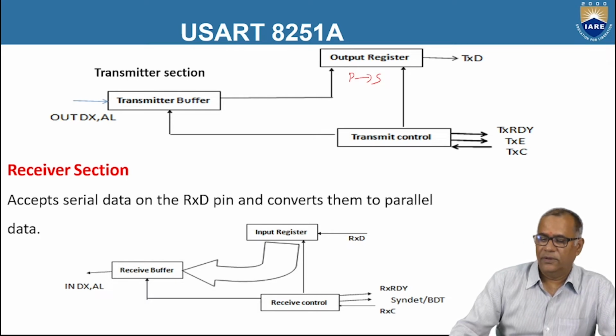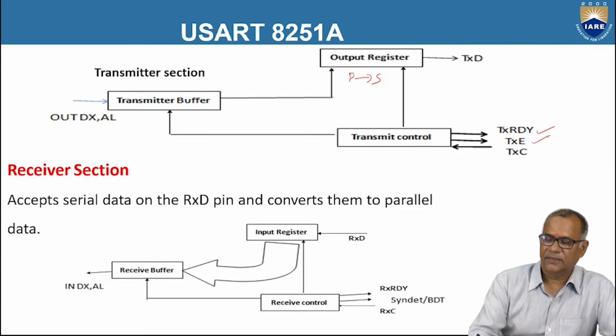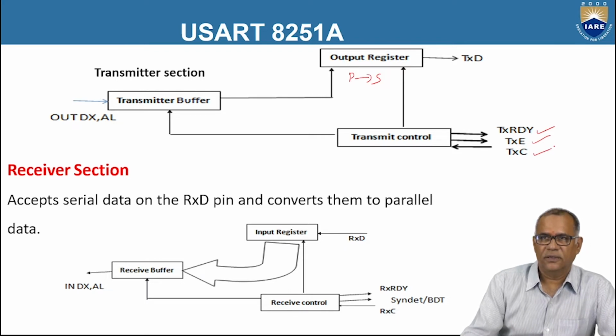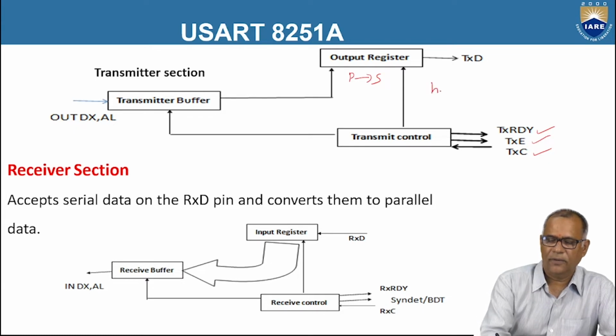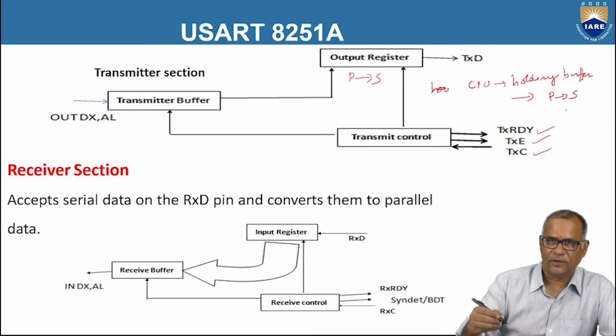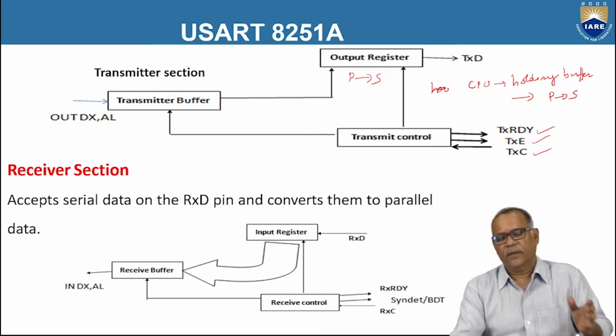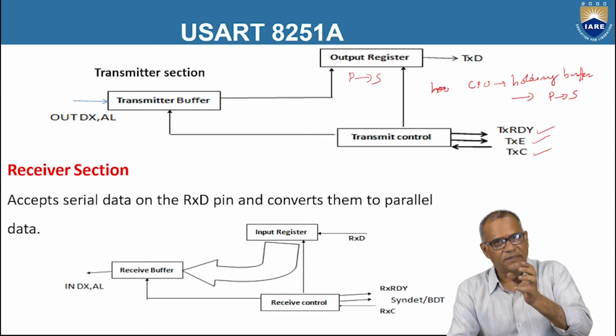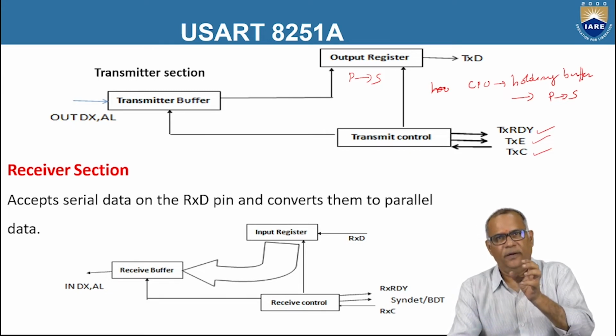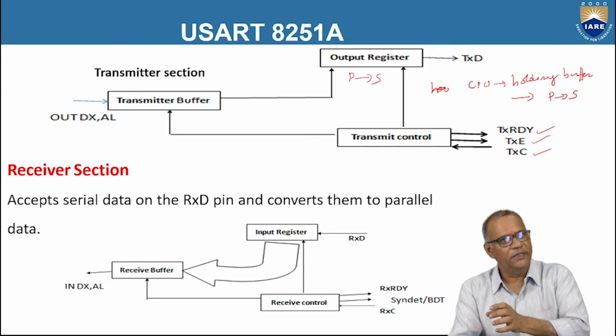Okay, and these are all the control signals: transmit ready, TXE, and TXC. TXC is the transmitter clock, TXE is transmitter empty, TX ready is the transmitter ready signal. So here you have a holding buffer. The CPU sends the data to the holding buffer. From the holding buffer, it goes to the P2S register, parallel to serial shift register. So when the CPU gives the data, first it is stored in the holding buffer, and from the holding buffer, it goes to the parallel to serial shift register.